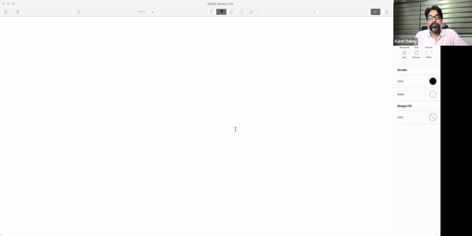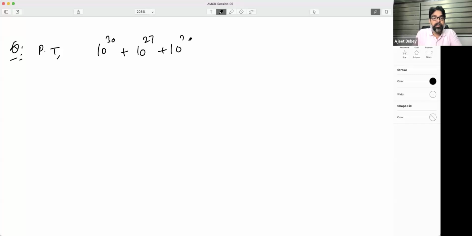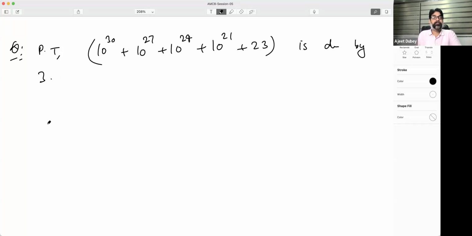One question: prove that 10 power 30 plus 10 power 27 plus 10 power 24 plus 10 power 21 plus 23 is divisible by 3. Very simple question.